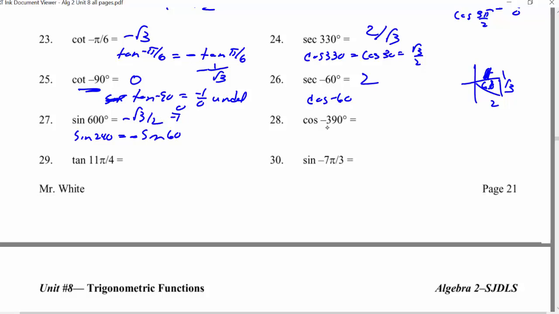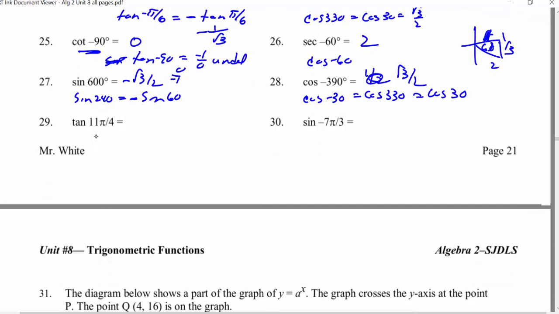The cosine of negative 390. That's like the cosine of negative 30. Or the cosine of 330, which is 1/2. I'm sorry, cosine of 330, that's 60. Cosine of 330? Oh, no, that's only 30 degrees. Whoops, that's root 3 over 2. Cosine of 330, that's equal to the cosine of 30.